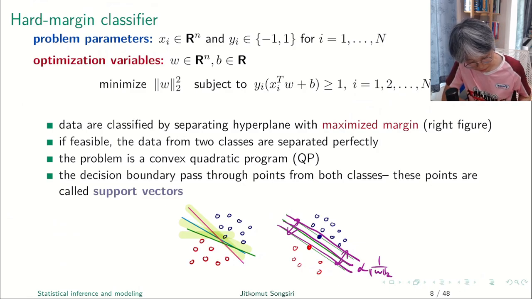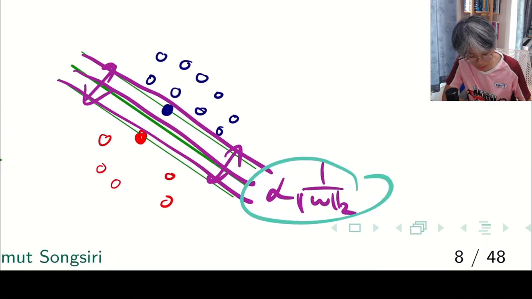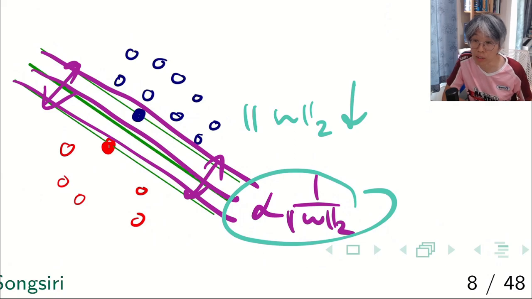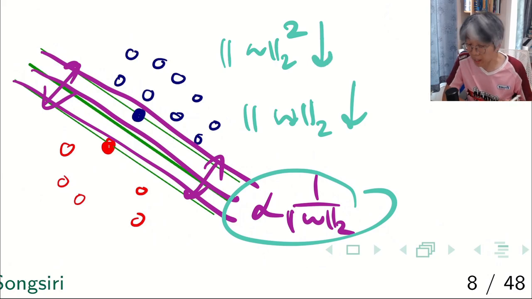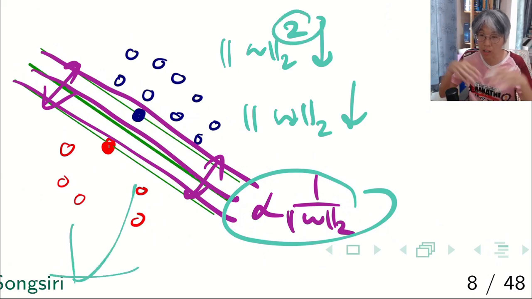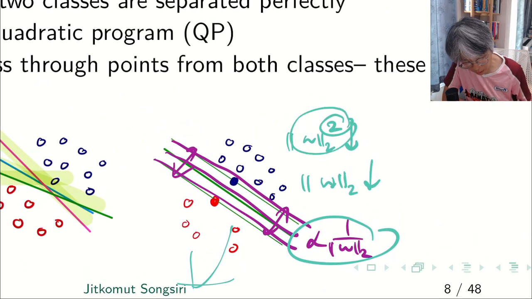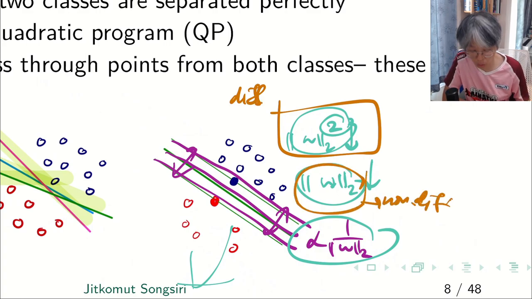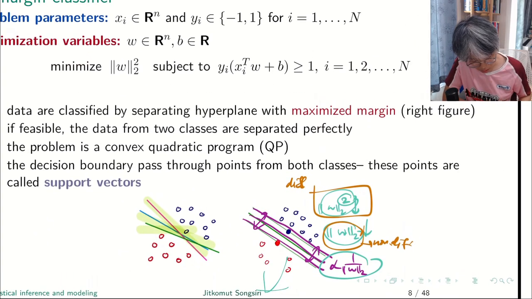Since the margin has a relationship with the norm of the normal vector in this way, if I want the margin to be large, I need to have the norm of W as small as possible, right? Because the two norm is non-negative, if I want this guy to be small, I can also say I will make the square of the norm of W as small as possible, because the square function is an increasing function. You prefer the quadratic function as opposed to the norm, because the square function here is differentiable. The norm function is non-differentiable, so when you pose it as an optimization problem, it is a lot more involved.